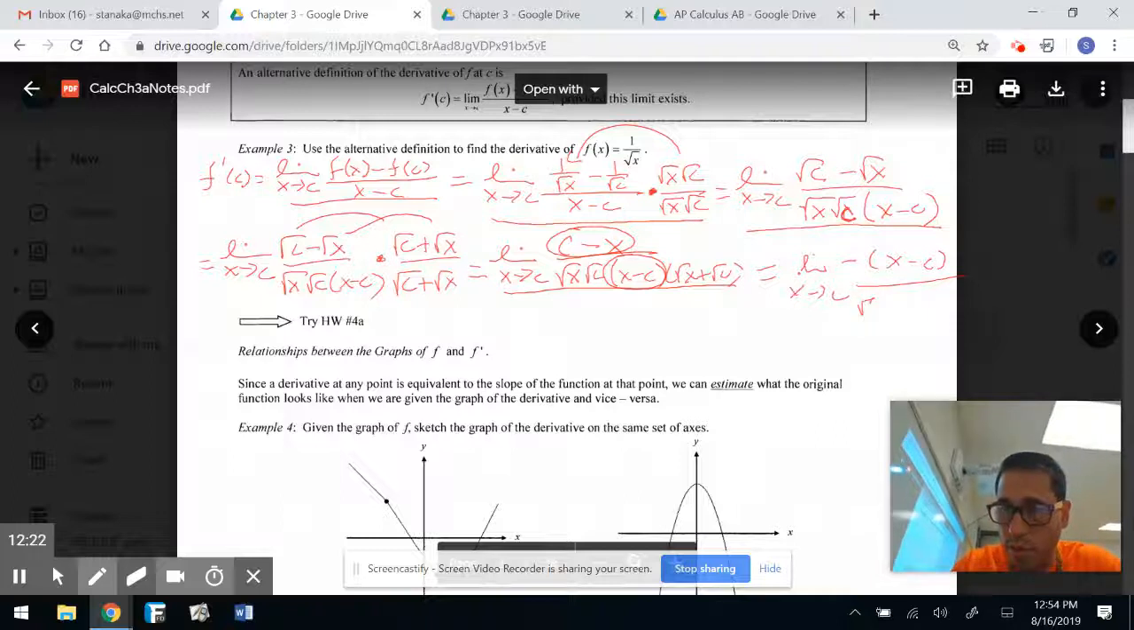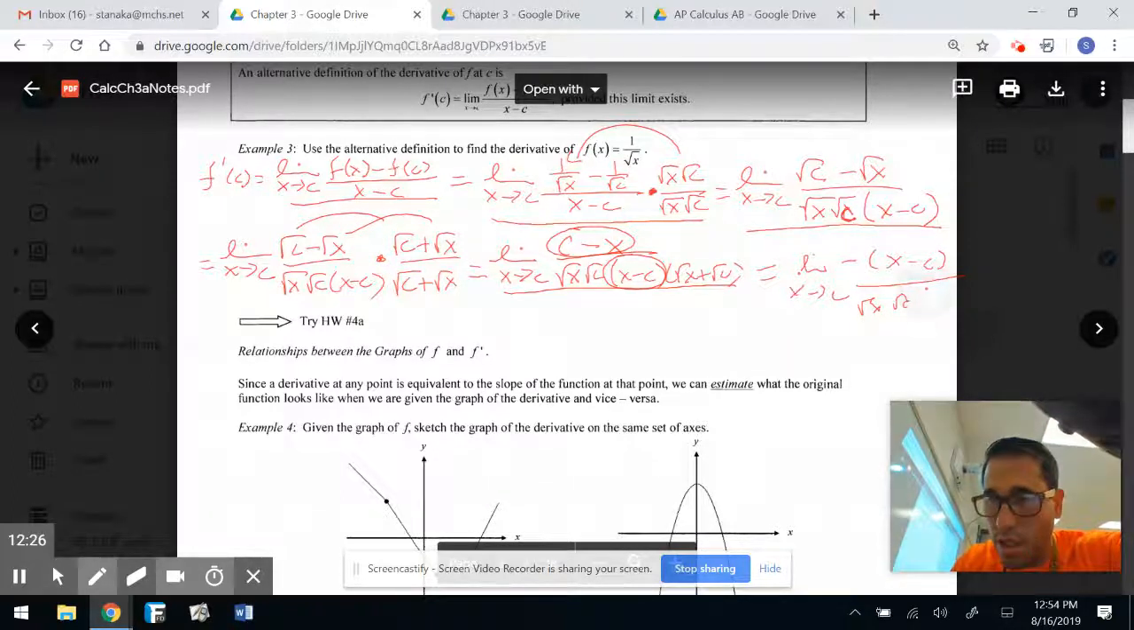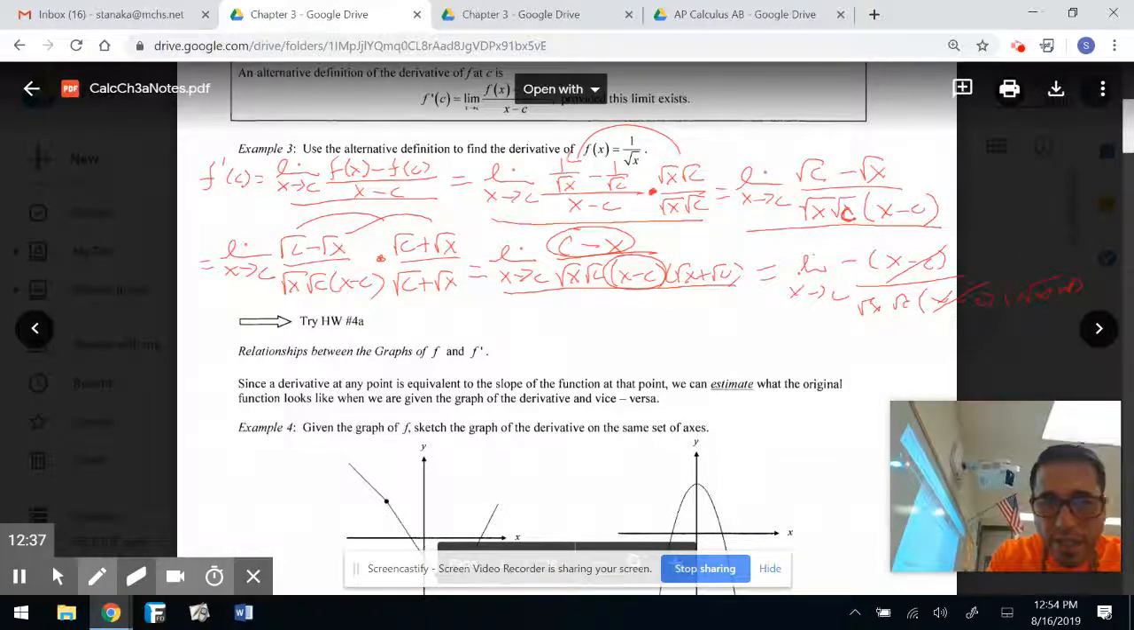I get the square root of x, the square root of c. This is not easy to use. Times the quantity x minus c. And then we're going to even go over here, the square root of x plus the square root of c. I'm so sorry, but you see those bad boys cross themselves out, and then I get the limit as x approaches c, I get a -1 upstairs. On the downstairs, I get the square root of x, the square root of c. Those guys cancel themselves out, and I get the square root of x plus the square root of c.